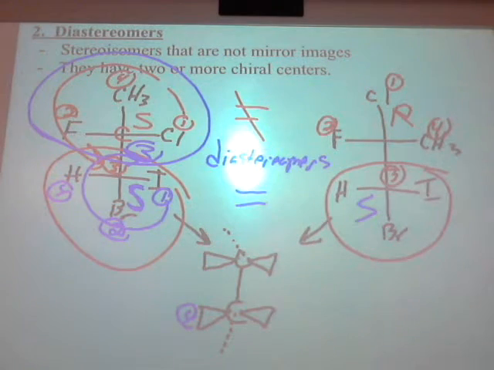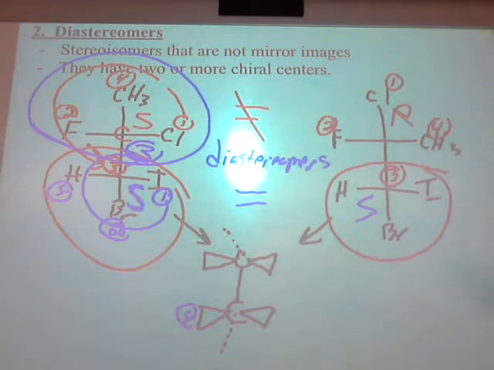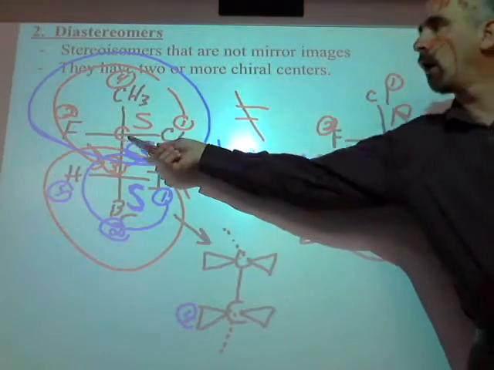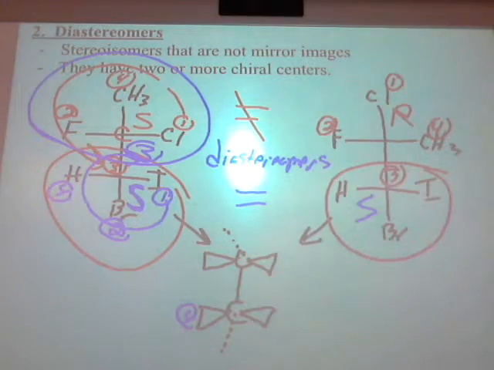All right, because you have the top half being not the same. And by the way, does it have to be top and bottom? No. The bottom half could have been unequal and the top half equal, and they would have also been diastereomers. The key is this. One of the 2 chiral centers is a mirror image and the other one is not. And that is what makes him a diastereomer.